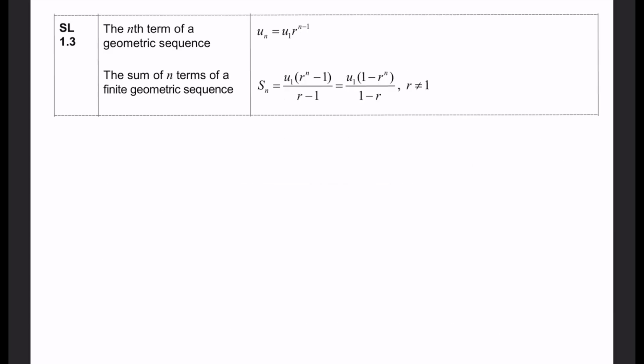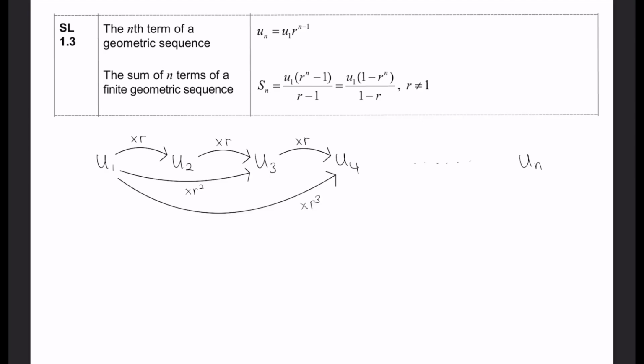The next formula is the formula for the nth term of a geometric sequence. We know that a geometric sequence is a sequence whose ratio of every two successive terms is a constant. If we call the first term of such a sequence u1 and the common ratio r, then we can see that un equals u1 times r to the power of n minus 1.